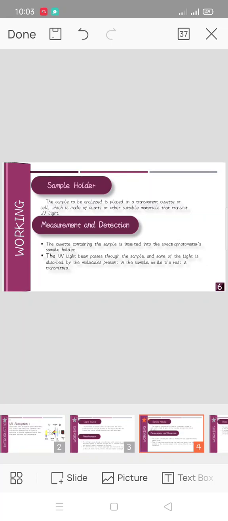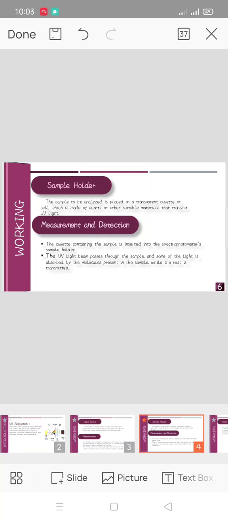Sample holder. The sample to be analyzed is placed in a transparent cell, which is made of quartz or other suitable material that transmits UV light.